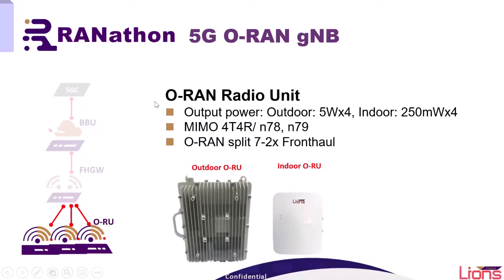The last element of RANathon gNodeB is the ORAN-compliant radio unit enabling radio coverage for UEs. Currently, LIONS can supply outdoor and indoor models: the outdoor one with 20 watts output power and the indoor one with 1 watt output power. Both support 4T4R MIMO radio. In addition, N78 and N79 frequency SKUs can be provided. Again, ORAN 7.2x split fronthaul is used for linking either BBU or Fronthaul Gateway.